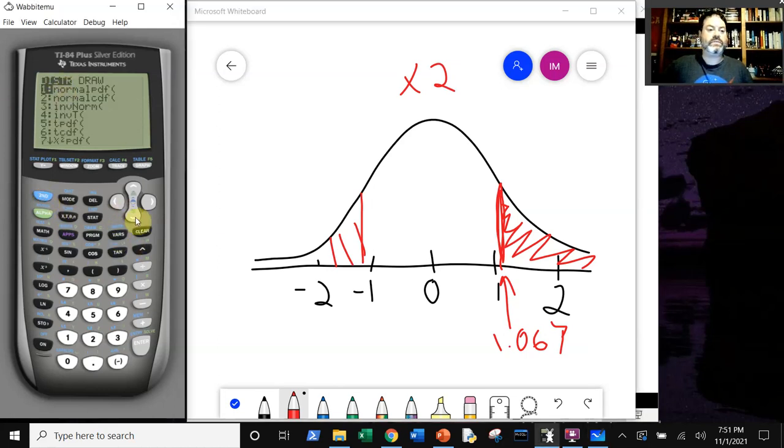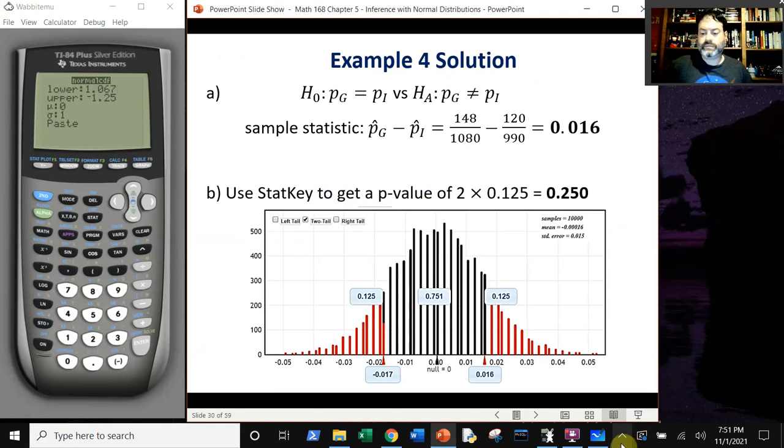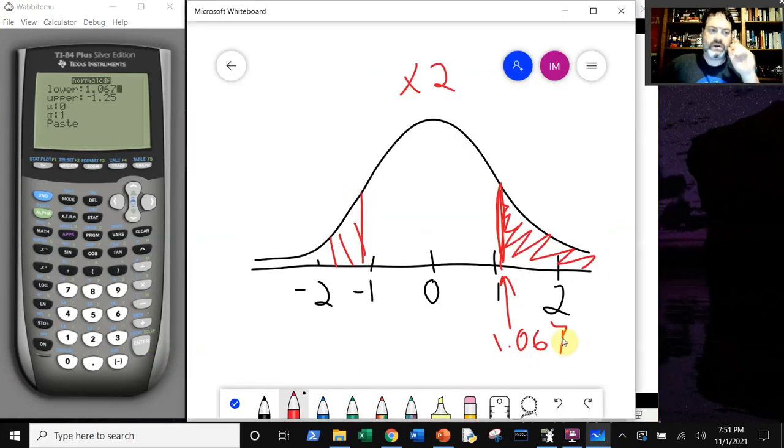Second Vars, normal CDF. So our test statistic is on the right side, so we're going to do a right tail. So the lower is 1.067. Let me double check the number of digits I'm supposed to keep for this answer. Yep, that's right. Again, each homework problem is different, so I just want to double check. So this thing just goes on and on to the right. So the upper is just some big number. Again, 10,000, whatever you want to. 100,000, a million, it's fine. A billion.